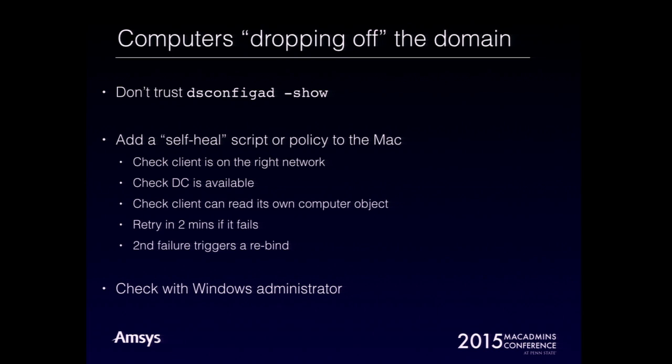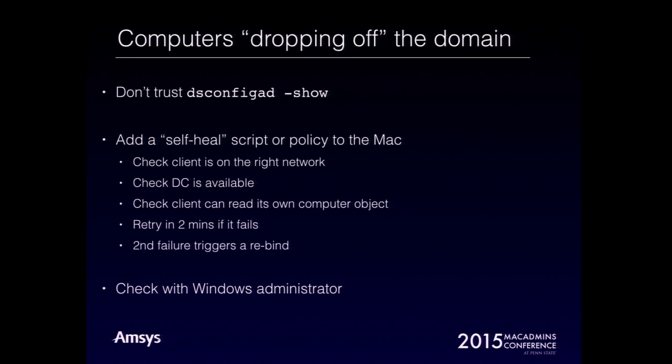Okay, if computers drop off the domain, first off, I'll just say don't trust dsconfig AD -show. I don't know if you've tried using that before, because that will just say, yes, you're connected to Active Directory. That means the Mac is configured to be connected to Active Directory. It doesn't mean it's actually connected. If you try a DSCL command, you'll then get error messages back to say the configuration files are there, but it's not actually connected.